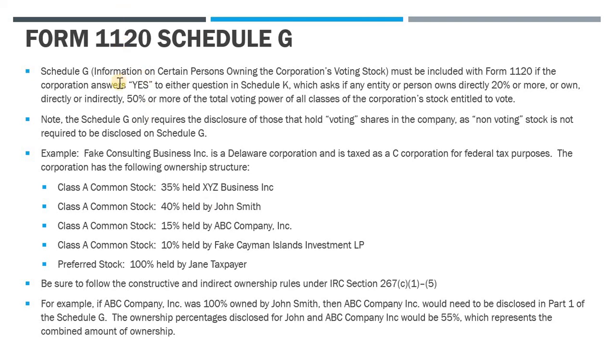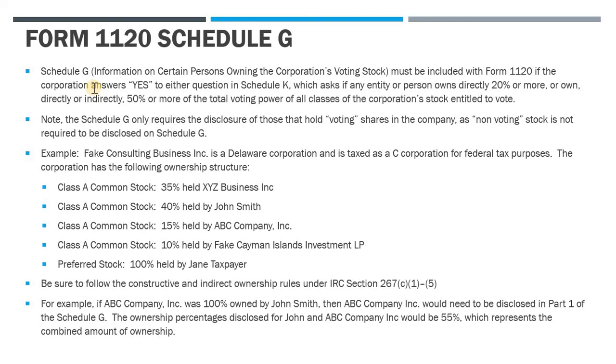So starting at the top here, Schedule G has to be included if the corporation answers yes to one question. Well, it's two questions actually in Schedule K, which asks if any entity or person owns directly 20% or more, or directly or indirectly 50% or more, of the total voting power of all classes of the corporation's stock. And just to be very clear here, this is only used to disclose shareholders that have voting stock.